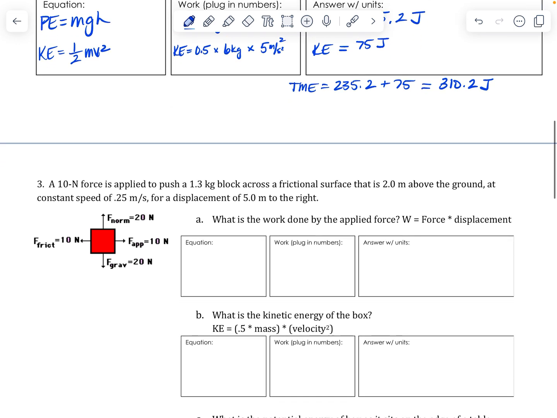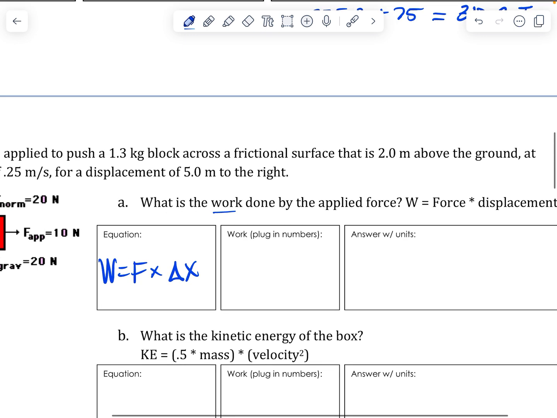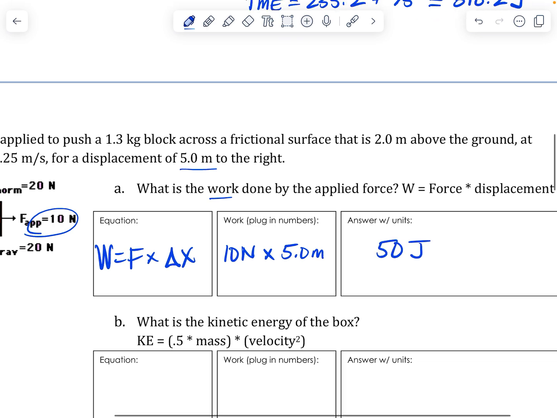Okay, next, a 10 newton force is applied to push a 1.3 kilogram block across a frictional surface that is 2 meters above the ground at a constant speed of 0.25 meters per second for a displacement of 5 meters to the right. So work. We have to start with our work formula. Work is force times displacement. So we know our force is 10 newtons. So we've got 10 newtons times how far it went. It went 5 meters to the right. So our answer is 10 times 5, or 50 joules.